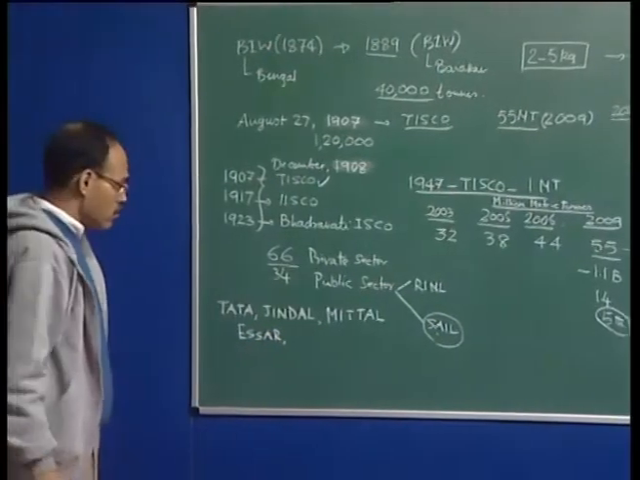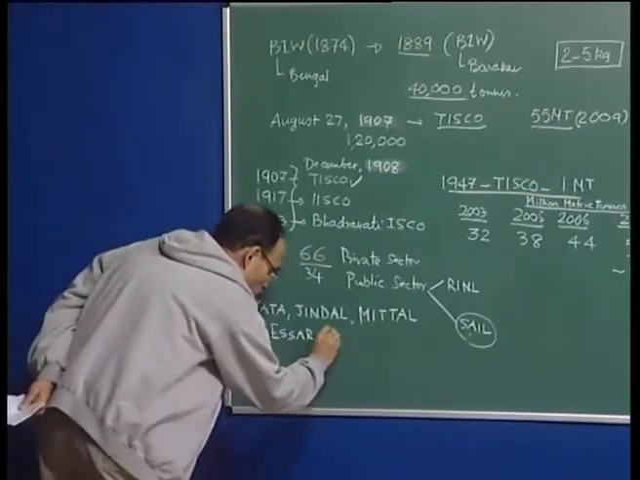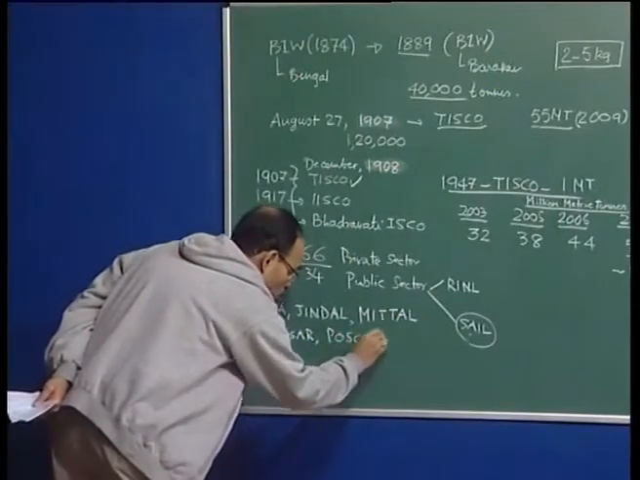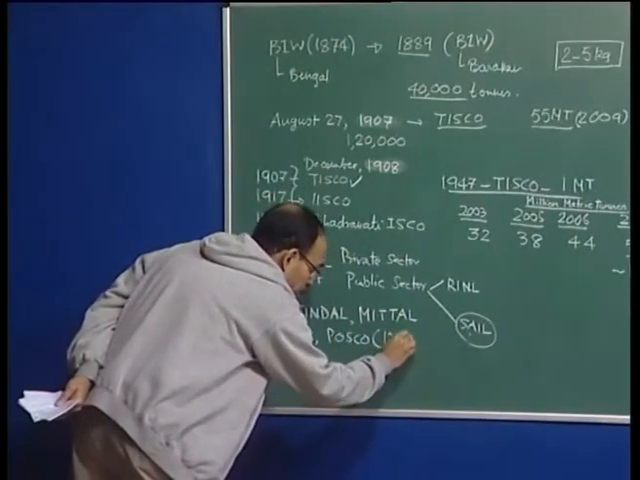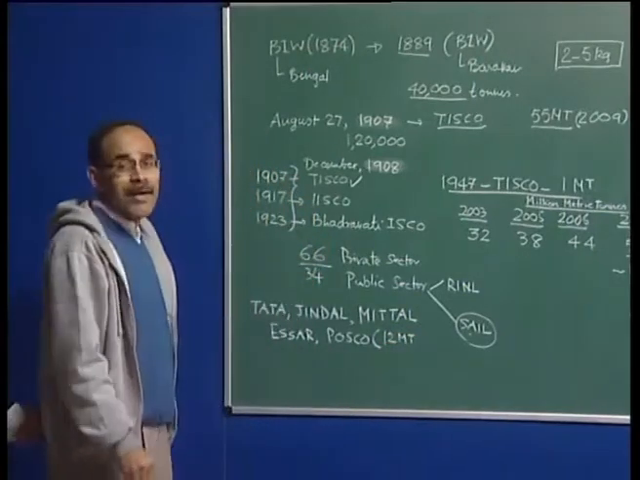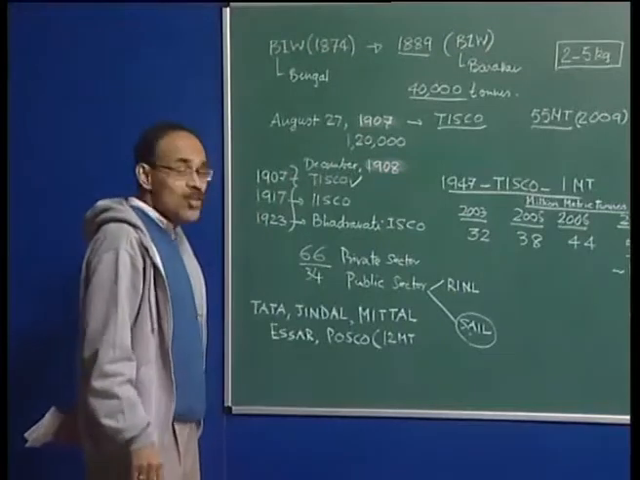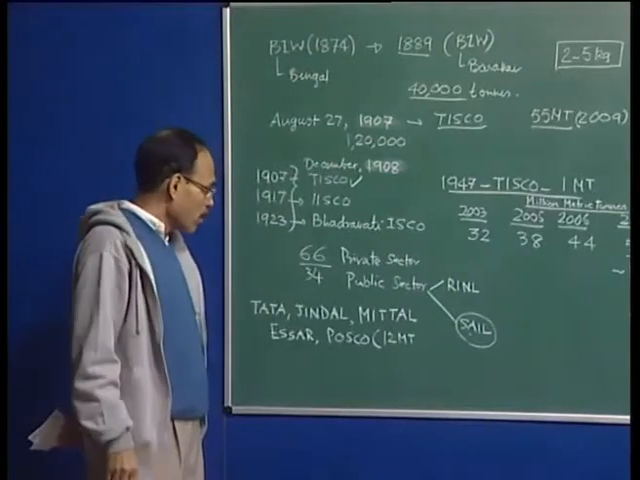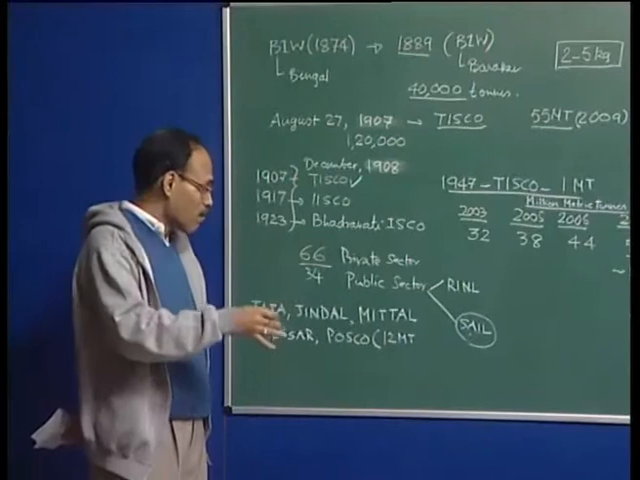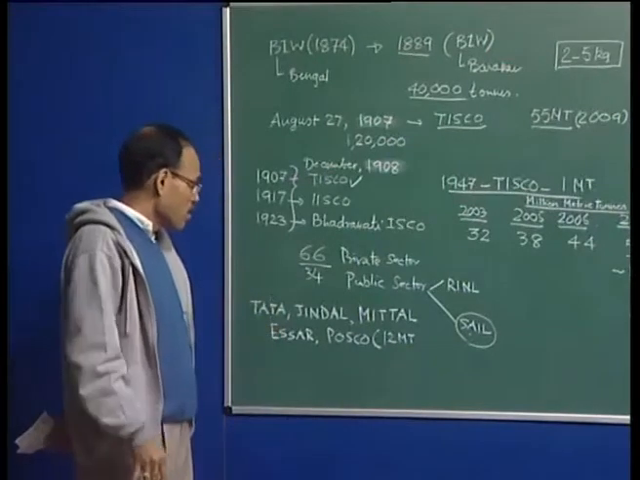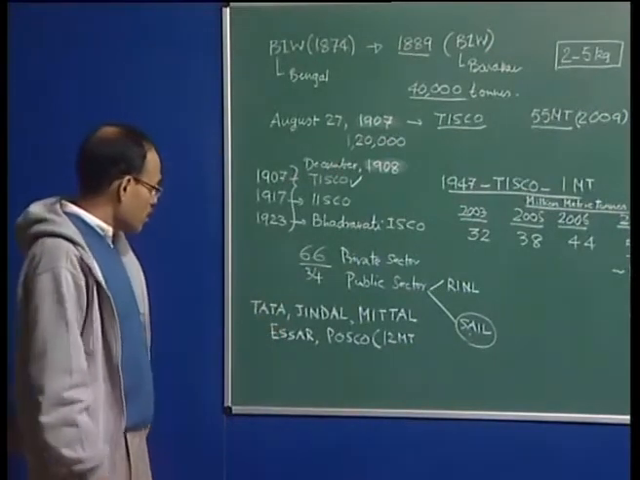And now POSCO is projected to come, and POSCO is projecting a 12 million ton per annum plant, and you must be reading many a time in the newspaper how difficult it is for POSCO to set up, to sort out the land issues, the mines issues, and so on and so forth.